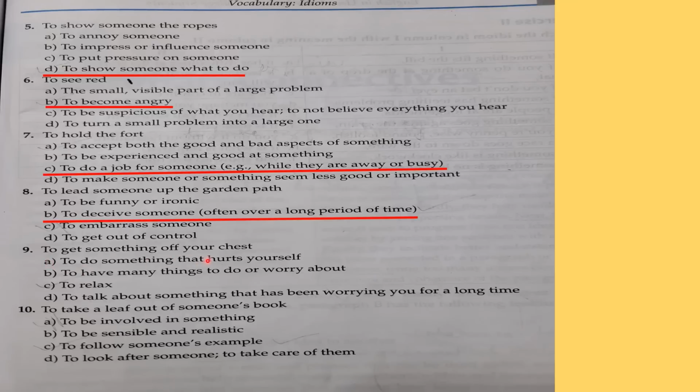Ninth one, to get something off your chest. That means to talk about something that has been worrying you for a long time. Sometimes, we don't feel like confiding in anyone, even our family members. Sometimes we feel free to talk to our friends. And when we let the worry out, when we confide in our friends, that means we are taking something off our chest. 10th one, to take a leaf out of someone's book, which means to follow someone's example. So these are some of the idioms we have discussed today.